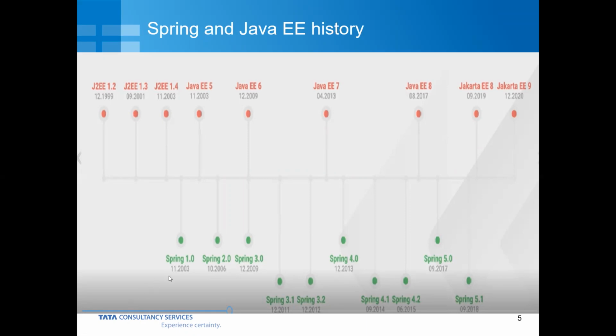Okay, so gradually Spring technology started in 2003 with the architect Rod Johnson, and gradually it evolved. Now Spring 5 is a standard. A lot of evolution has happened.